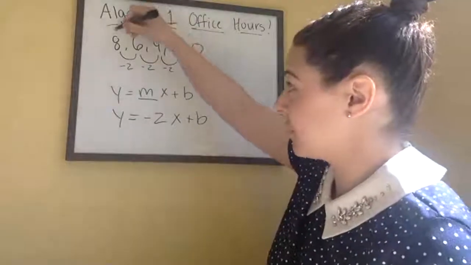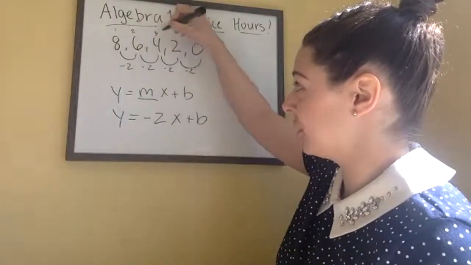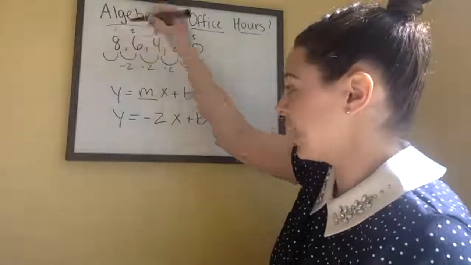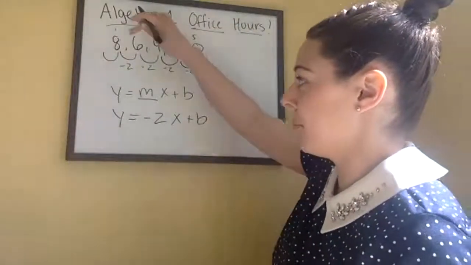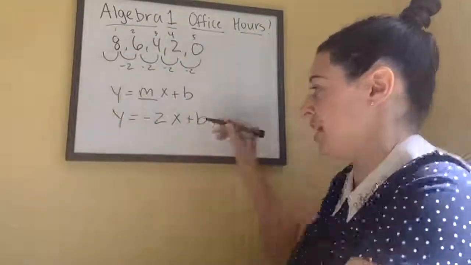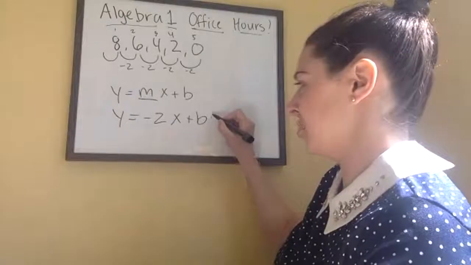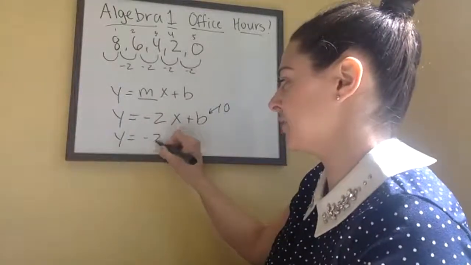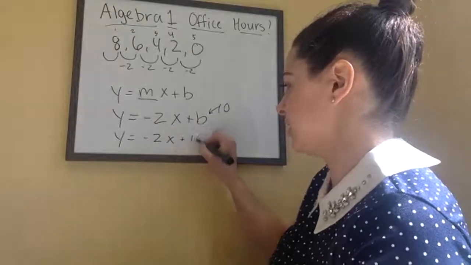Looking at the sequence, this is my first number, my second, my third, fourth, and fifth number. If I want to go backwards, that will give me my b value. If I go back, and I ask myself what number minus 2 equals 8, that would give me that my b value is 10. Okay, so my equation is y equals -2x plus 10.